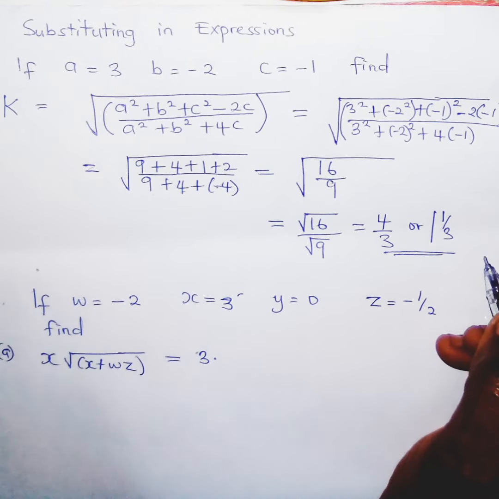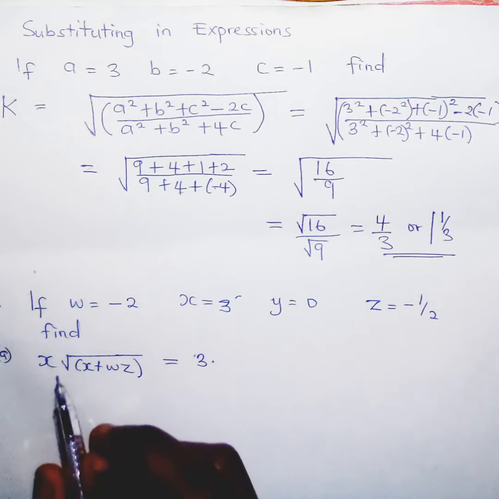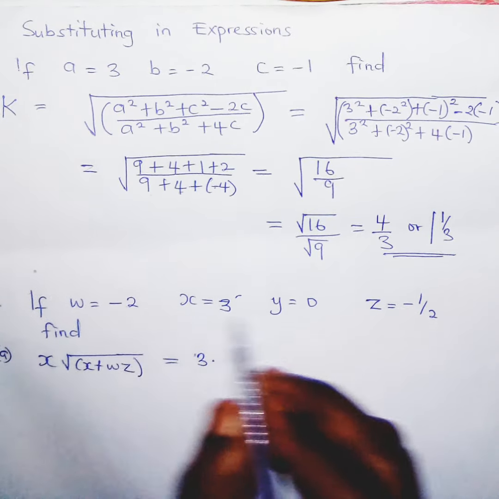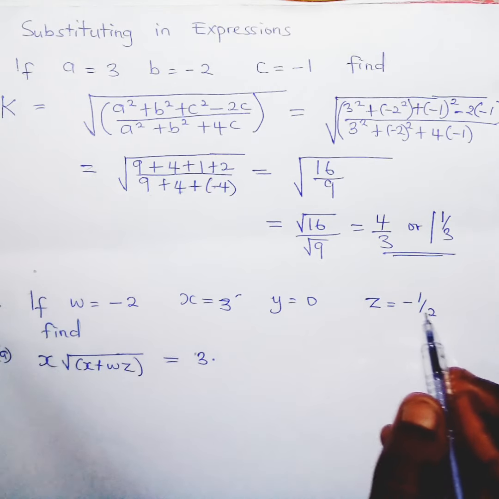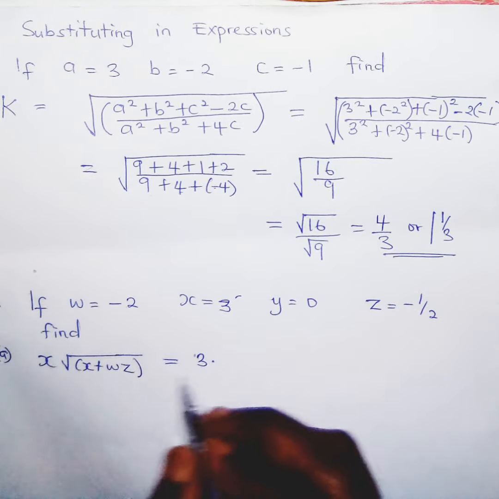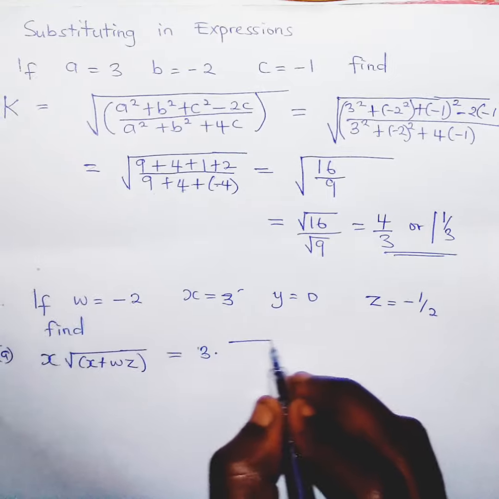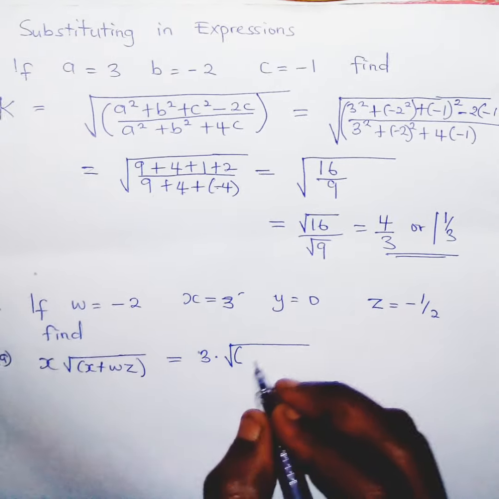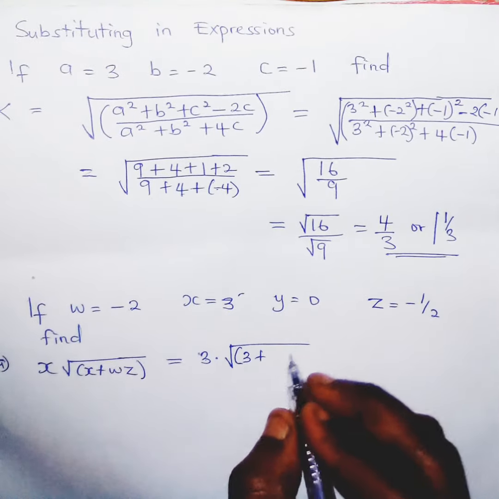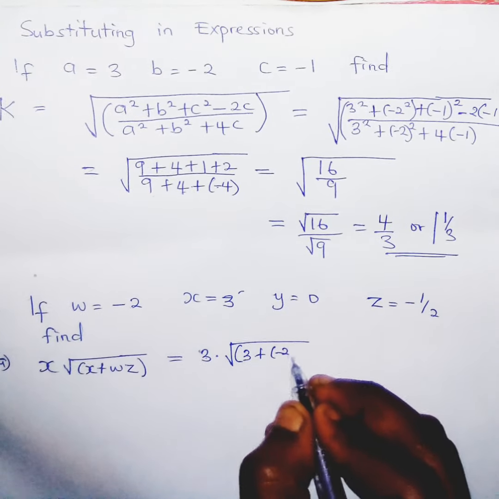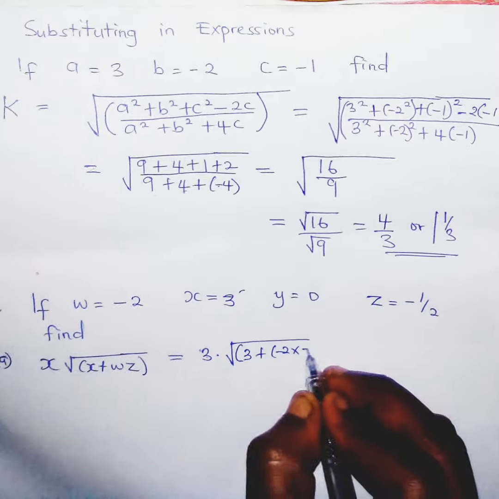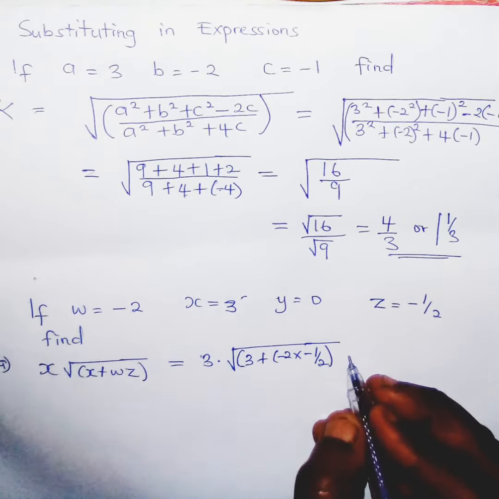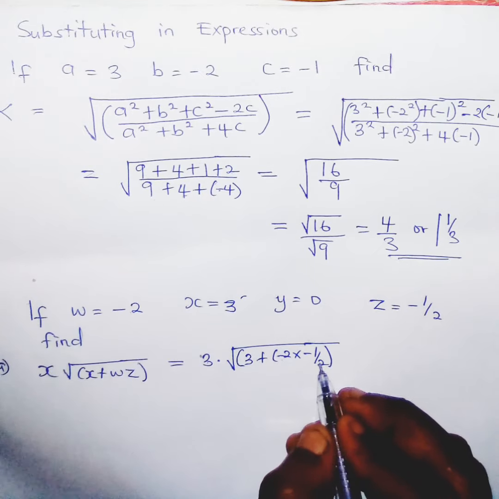Now let's look at this second question. Now we have x as 3, we have w as minus 2, y as 0, and z as minus 1. Now where we have x, we write 3. Now we write the square root of x is still 3 plus w is minus 2 times z is minus half. Now using the rule of BODMAS, we first of all multiply everything in the bracket.